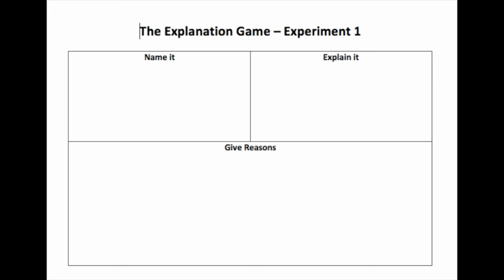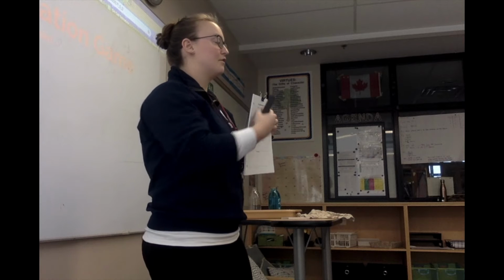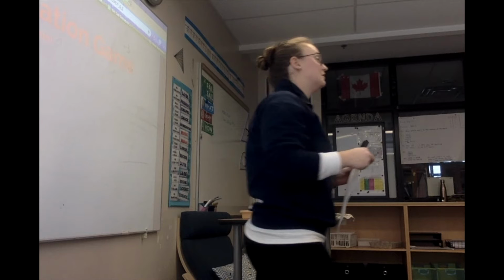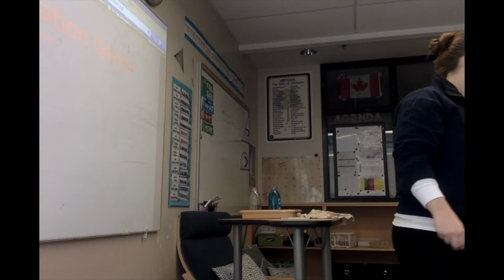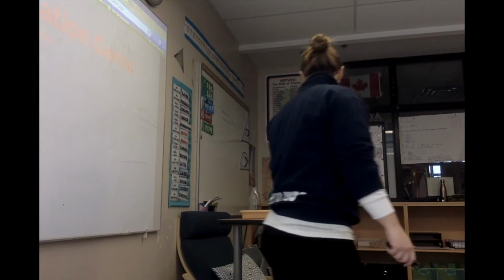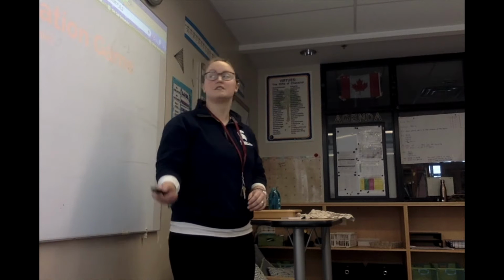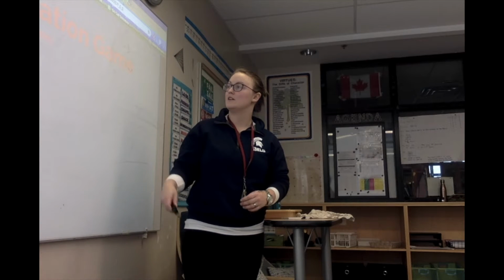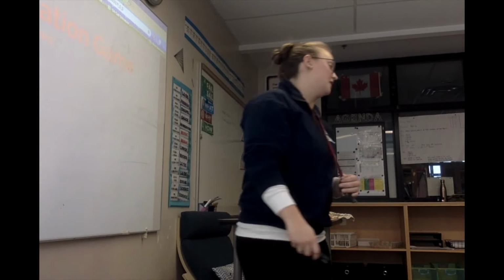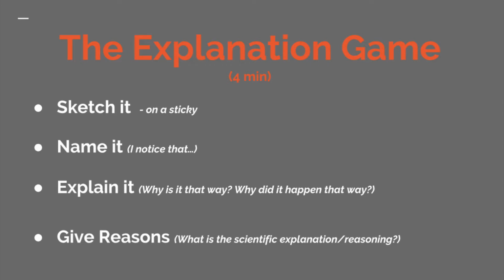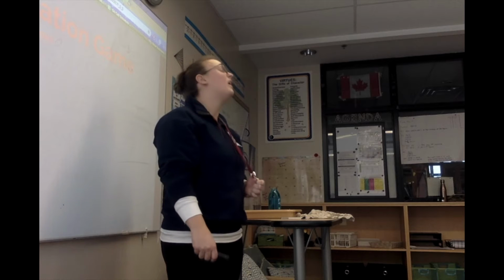You are going to have a sheet with 3 tables and 3 sections. You're going to be expected to do something in each section. Chloe, could you hand these out, please? Thank you. In the first section, you are going to sketch it. You can sketch this in the give reason section or the name it section. It doesn't have to be beautiful artistic work. It just has to be a quick sketch so you can look back on it and go, oh yeah.